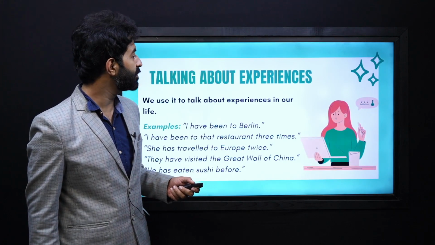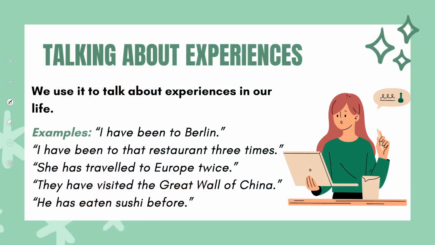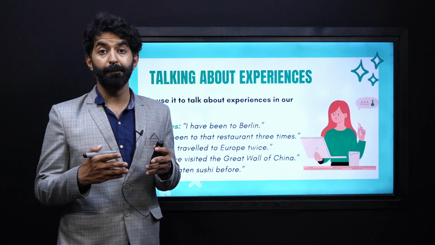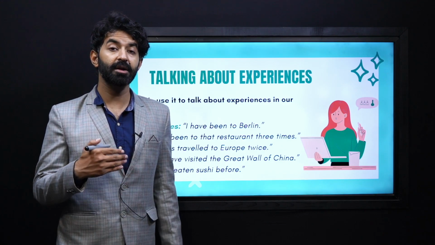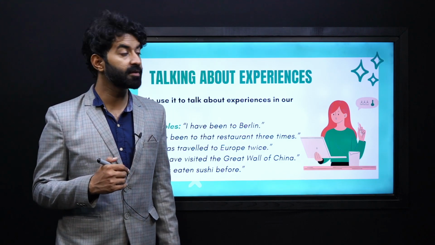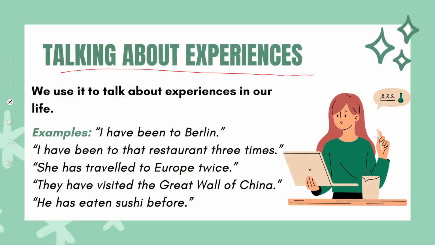We also saw some examples. Now, first, we talked about referring to completed actions that happened in the past that are still relevant in the present moment. Now, another purpose of using our present perfect tense is to talk about experiences. We use it to talk about experiences in our life. And experiences are something that have already happened sometime in the past, but they are still relevant and they are still in the memory of the speaker or the writer. So let's look at some examples over here.